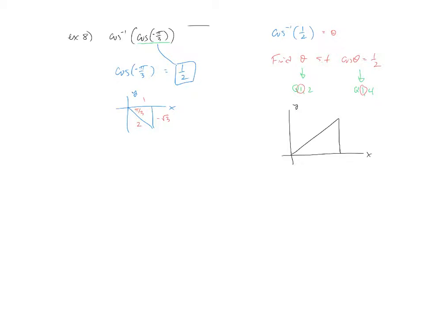Cosine, we remember, is the x over r. So for us, we've got a 1 and a 2. Therefore, that would be the square root of 3, and also suggests the angle is pi over 3. So the angle pi over 3 is the answer to the actual problem. So the inverse cosine of cosine of negative pi over 3 turns out to be a positive pi over 3.